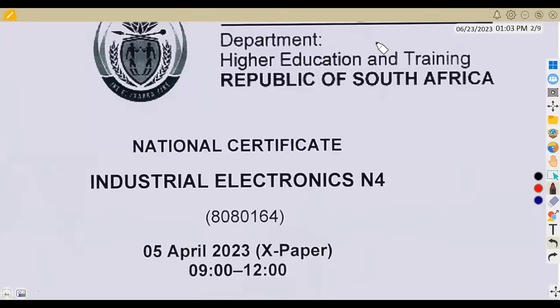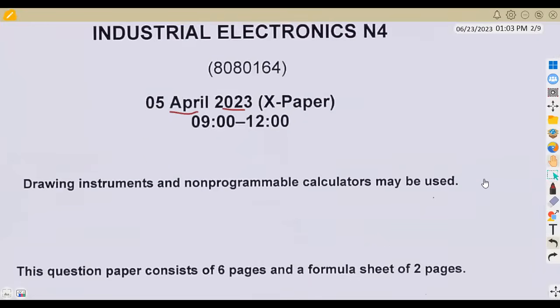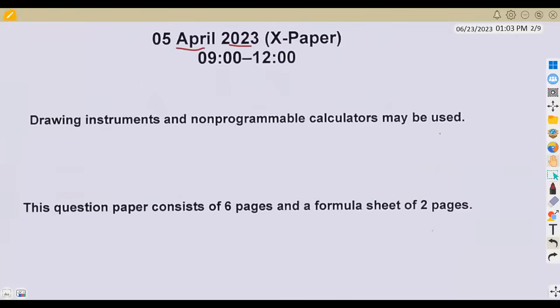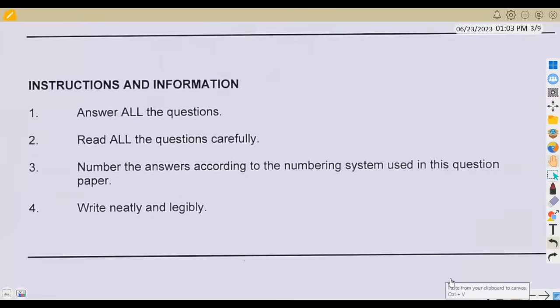We are going to be focusing on the question paper which was written in April 2023. That is the one that you're going to focus on so that we see exactly what we're given and how we are supposed to attempt these typical questions. So let us check the first part as we see the instructions and information that you're supposed to understand.